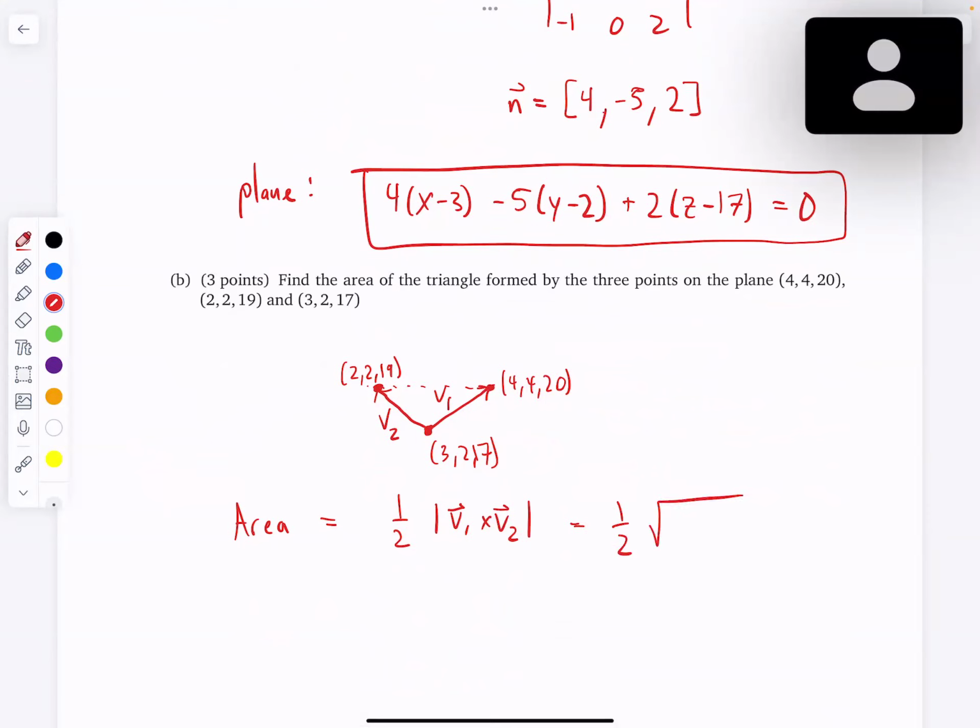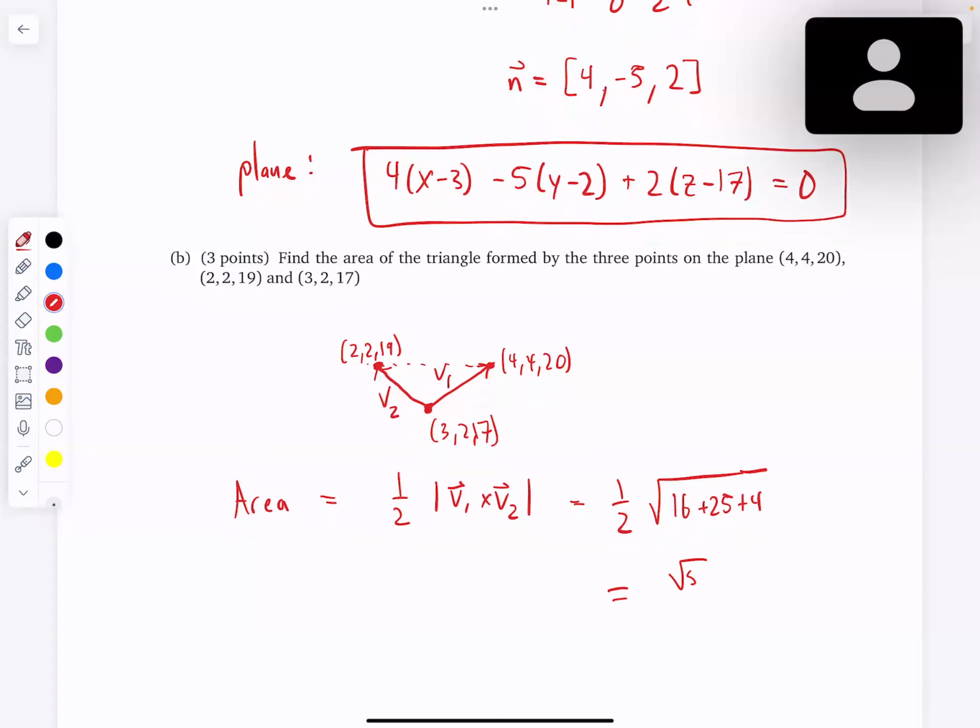And so that's the square root of 16 plus 25 plus 4, so it's root 45. Oops, where's the back button? I guess I can just erase. It's going to be root 45 over 2. So that's the area of the parallelogram, or the triangle. Area of triangle.